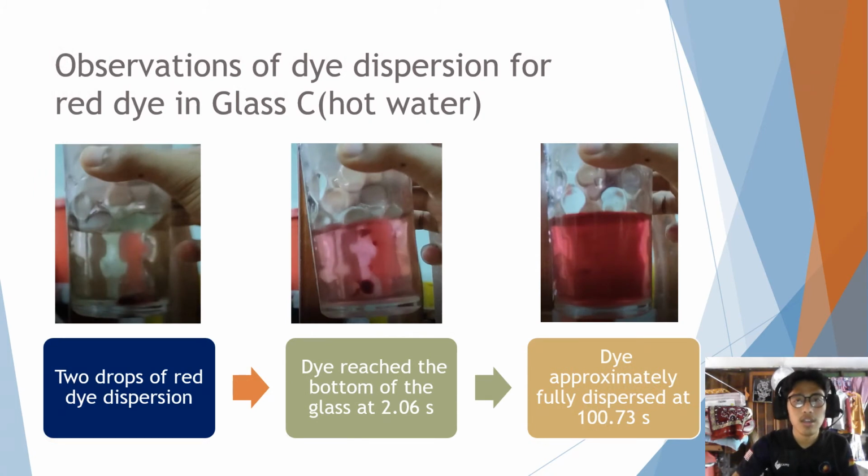For glass C, which is in hot water, the first figure, 2 drops of red dye dispersion. For the second figure, when the dye reached the bottom of the glass at 2.06 seconds. The third figure, when the dye was approximately fully dispersed at 173 seconds.